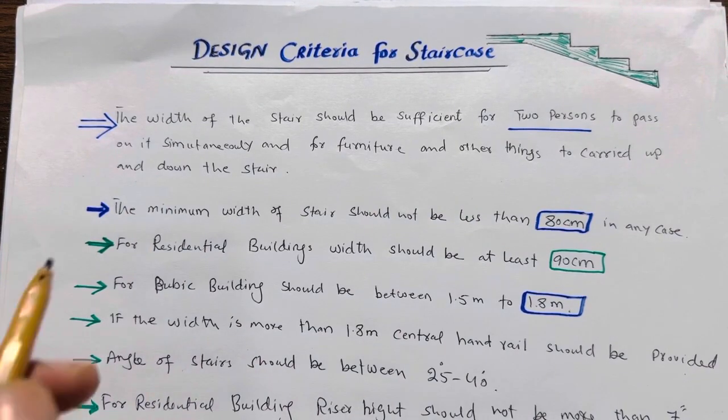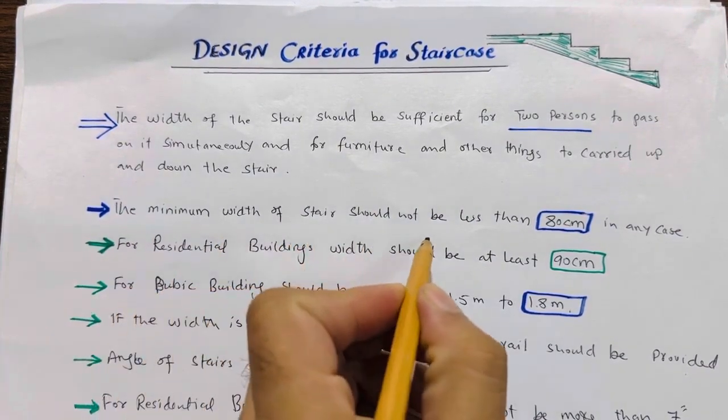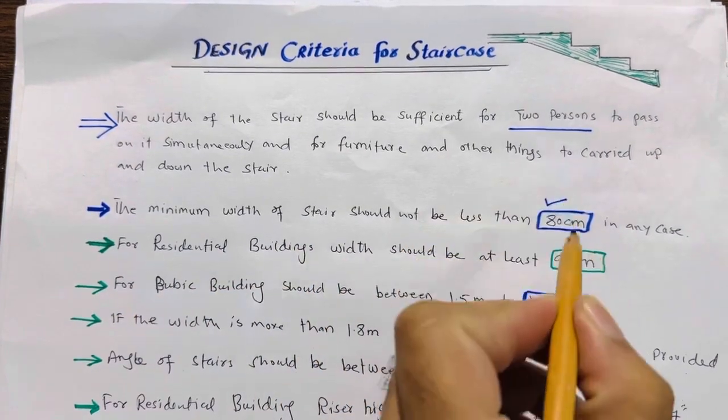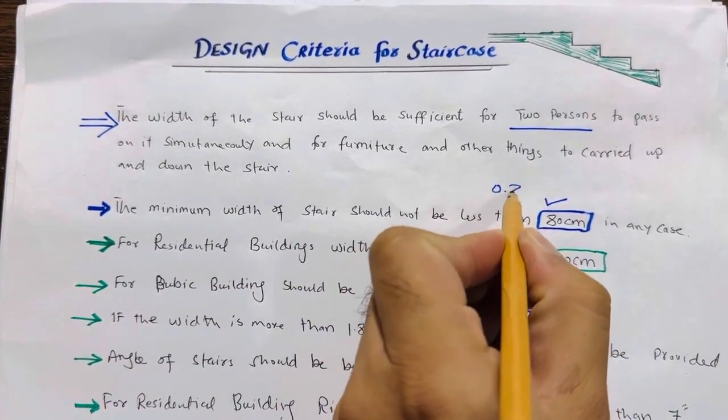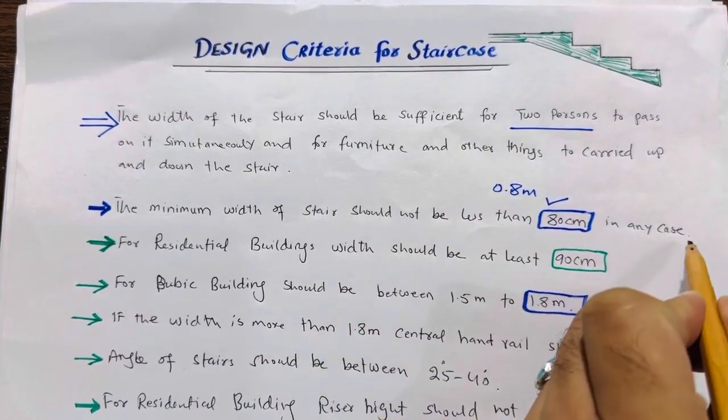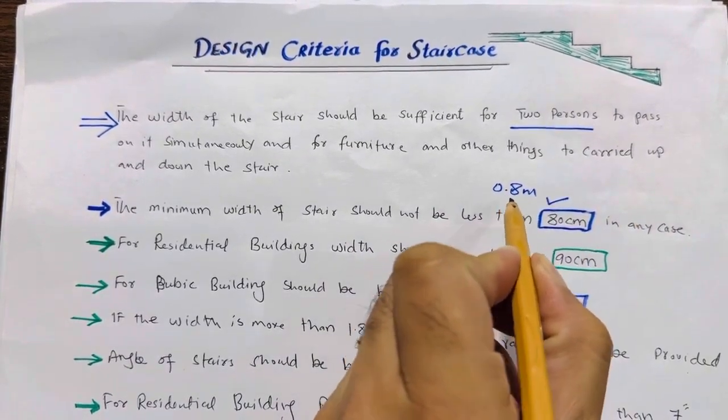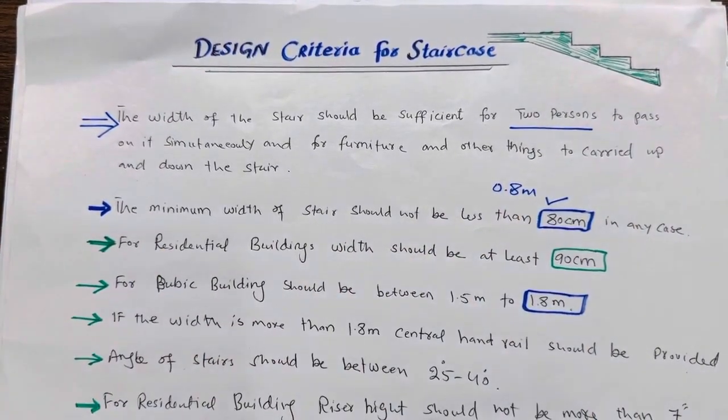The next one is that the minimum width of the stair should not be less than 80 centimeters, or you can say 0.8 meter. In any case, it should not be less than this. This is the minimum width of the stair.